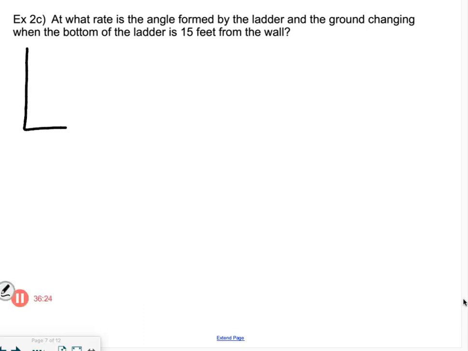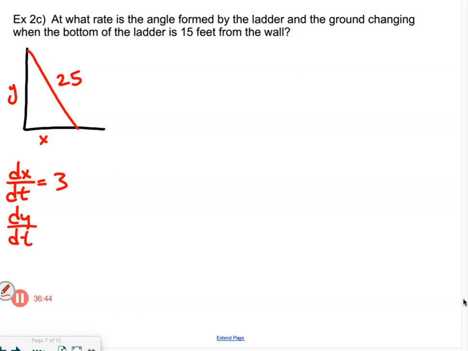All right, I'm going to redraw my triangle up here because the picture is kind of important for this one. So we have an X, we have a Y, we have a 25. All right, I'm going to rewrite my rates. dx dt equals 3, dy dt equals -9/4. All right, at what rate is the angle formed by the ladder and the ground? We need a variable for the angle. Theta. By the ladder and the ground, we're talking about that right there.